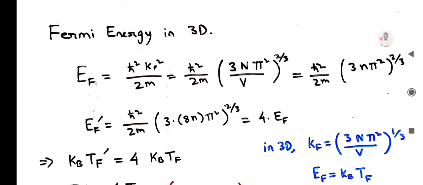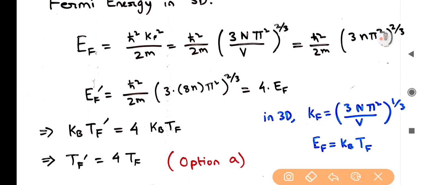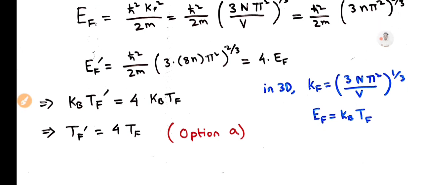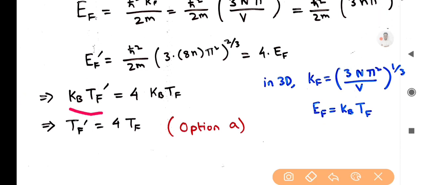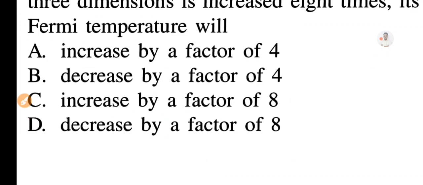Also you know that EF equals KB TF, and KB is the Boltzmann constant, which is constant for all systems. So KB TF prime equals 4 KB TF. KB cancels out, so TF prime equals 4 TF. So TF prime will increase 4 times. The answer here is increase by a factor of 4.